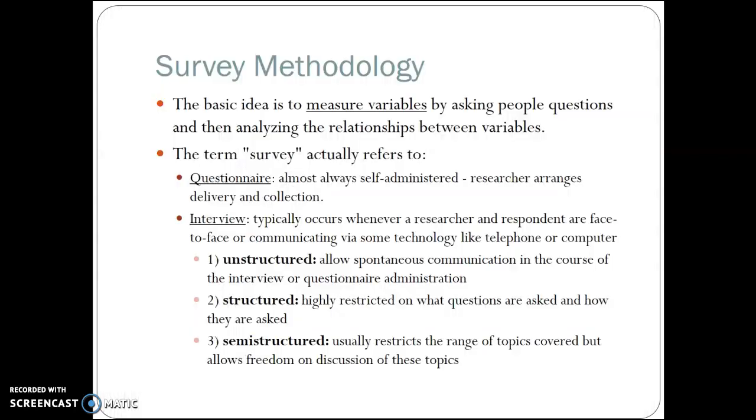First, the basic notion behind this methodology, right? So we have this methodology called surveying. The survey method, the basic idea, as I note here, is that you're trying to figure out a way to measure your variables. Okay, you're trying to measure your variables. That seems really straightforward. Of course, it's much harder in practice than it sounds in theory.